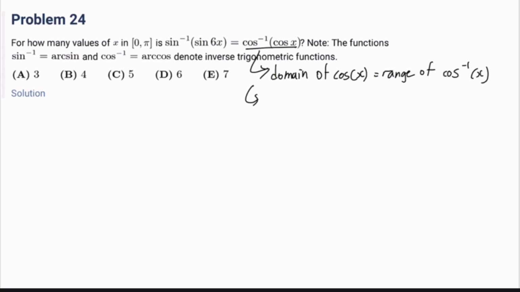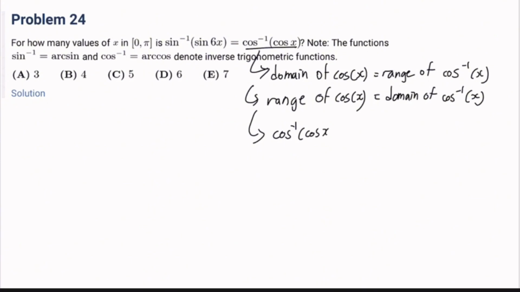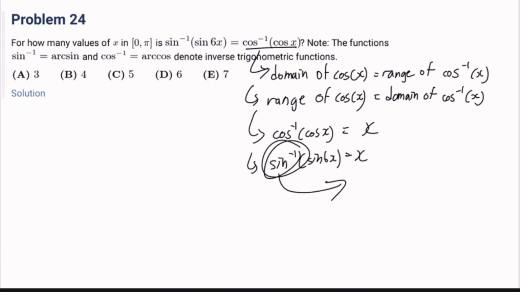And so the range of cosine x is also going to be equal to the domain of cosine inverse x, right? And so this gives us that this whole thing, cosine inverse of cosine x, is just going to be x. Since this is equal to x, this gives us that sine inverse of sine 6x equals x, right? And so if we move this over there, then that gives us that sine x equals sine 6x.